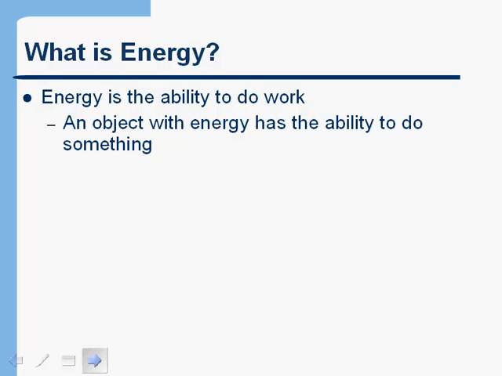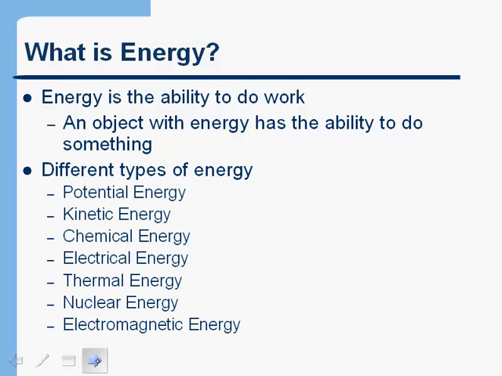So for example, a car that's already moving along the road at 50 miles per hour has the ability to keep moving. It has kinetic energy, the energy of motion. If I hold an object up and I let it go, it starts to fall. And so even before I let it fall, it must have some energy because it has the ability to fall. And that's called gravitational potential energy. So there are lots of different types of energy. And in this chapter, we're going to concentrate on kinetic energy, potential energy, and thermal energy.